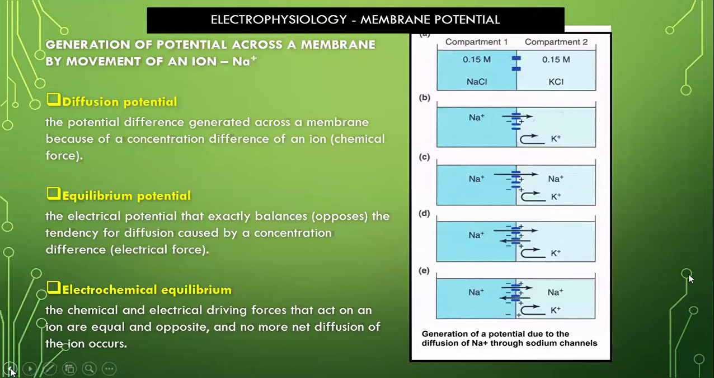And so there is a potential, a diffusion potential. So it can generate a current. And later, the sodium will equilibrate. The equilibrium potential is the electrical potential that exactly balances, opposes the tendency for diffusion caused by a concentration difference. Electrochemical equilibrium: the chemical and electrical driving forces that act on an ion are equal and opposite, and there is no more net diffusion.